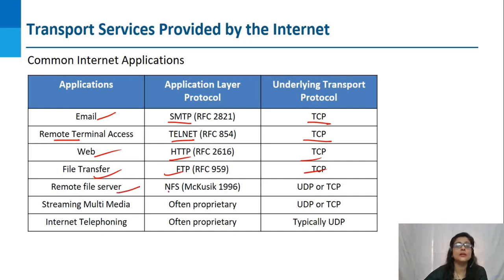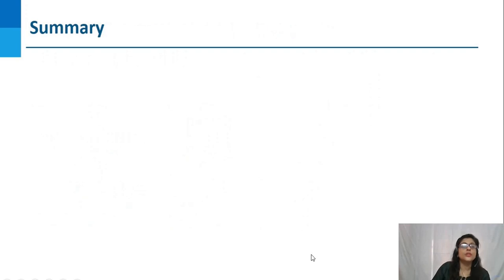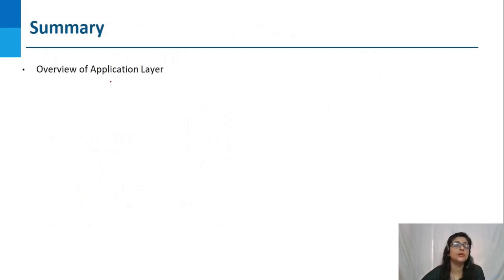For a remote file server, we can use the Network File System or NFS. It was devised by Sun Microsystems, and it uses UDP or TCP. Streaming multimedia often has a proprietary license, and it uses either UDP or TCP. Last but not the least, we have internet telephony, which is also proprietary, and it typically uses the User Datagram Protocol.